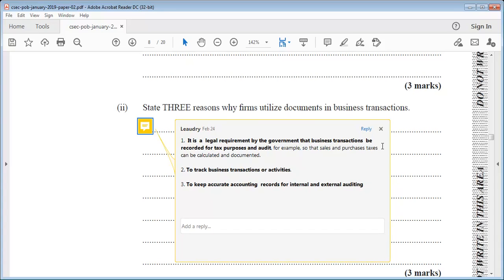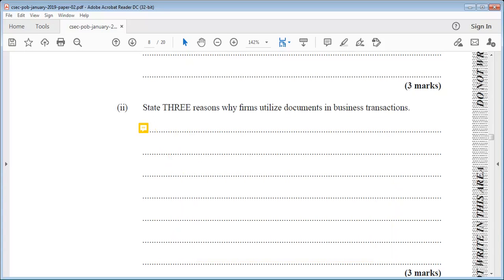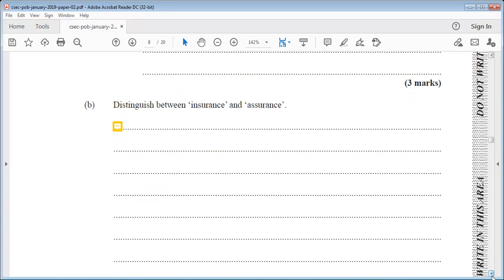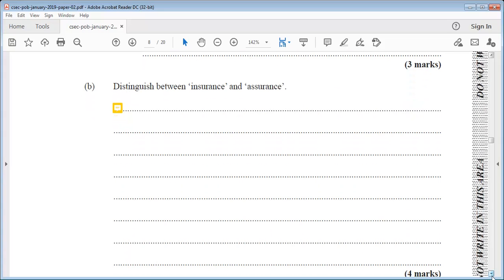A second reason is to track business transactions or activities. Another reason why firms utilize documents is to keep accurate accounting records for internal and external auditing. So those are 3 reasons, and listing them, you would get your 3 marks. Let's move on to the B part of the question. It says this is worth 4 marks. It says distinguish between insurance and assurance.